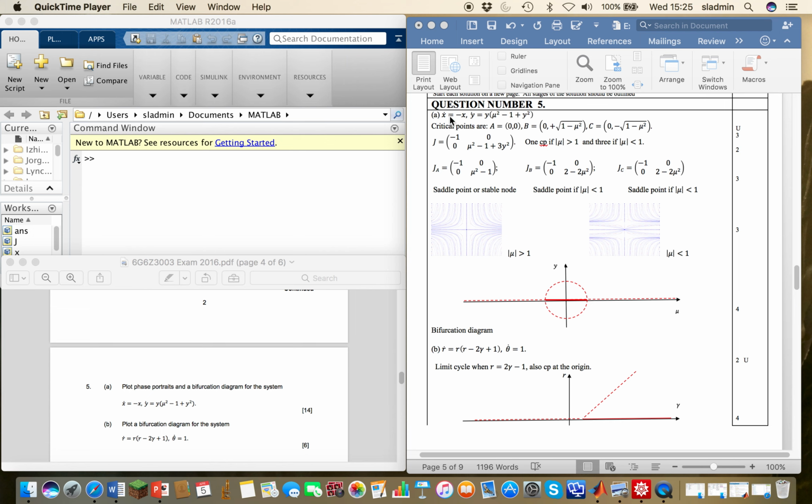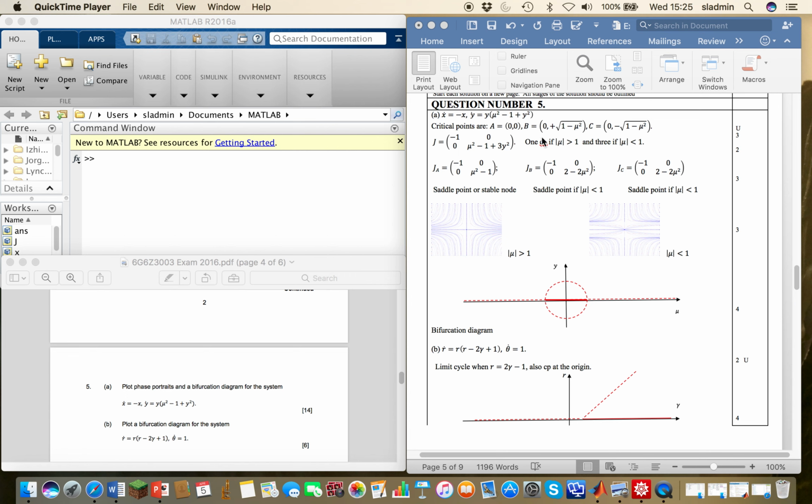So for 5 part A, we have this Cartesian system. We first need to plot phase portraits, so we need to establish where the critical points are. Critical points are found by solving x dot equals y dot equals 0. You can either use MATLAB or it's quite easy to solve this by hand, and you can see that there are at most 3 critical points. So they are at 0, 0, B and C.